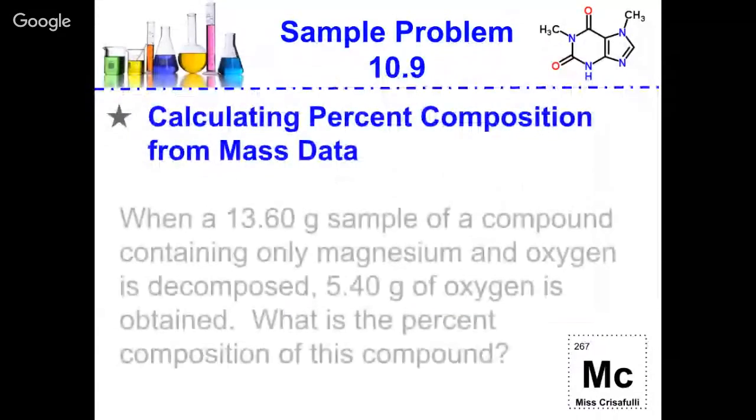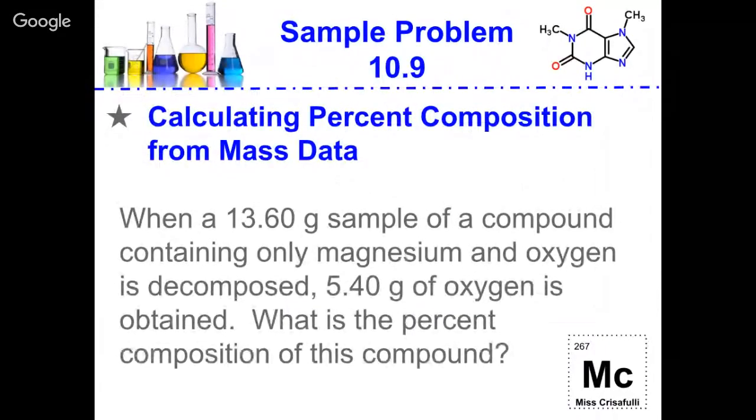So how does that look in a problem? Let's look at an example where we have 13.6 grams of a compound that has magnesium and oxygen in it. And when it decomposes, we have 5.4 grams of oxygen. And we want to know what is the percent composition of this compound. So what is the percent for each element?